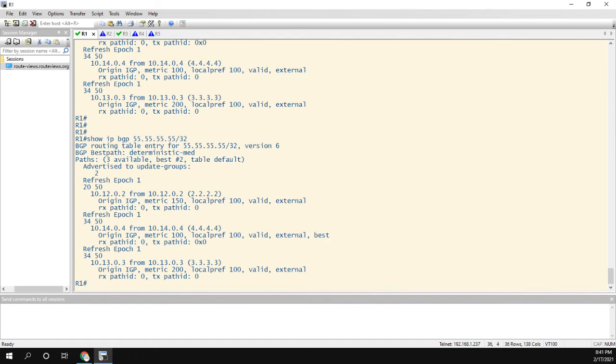So basically we're looking at two different commands here. Deterministic MED will group the routes together, compare them, and then take the best of each group and compare them to each other. If your routes are coming from different AS numbers, then obviously the med is still not going to be compared. So in that case, what you should do is turn on Always Compare Med, and then with both commands configured, you will definitely prefer the route with the best metric.